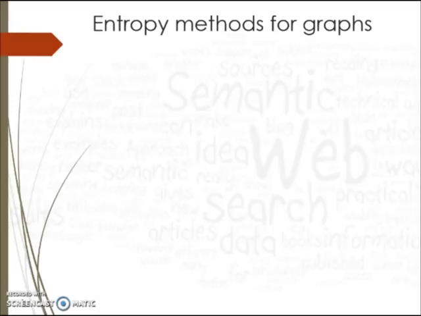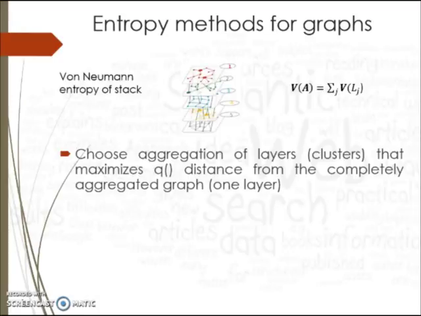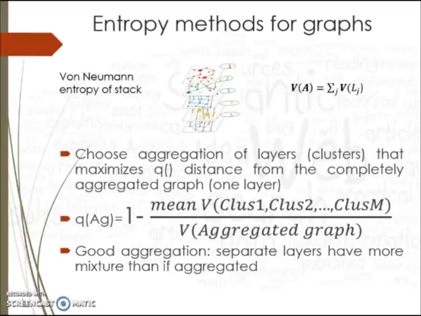Now, we have our stack, and we're going to choose an aggregation of layers, that is, our clusters, that maximizes Q, which is actually the distance from the completely aggregated graph to a certain aggregation. More precisely, our function Q for a certain aggregation will be 1 minus the mean entropy for our certain series of clusters over the entropy of the completely aggregated graph. A good aggregation will separate layers that have more mixture than if they are aggregated.